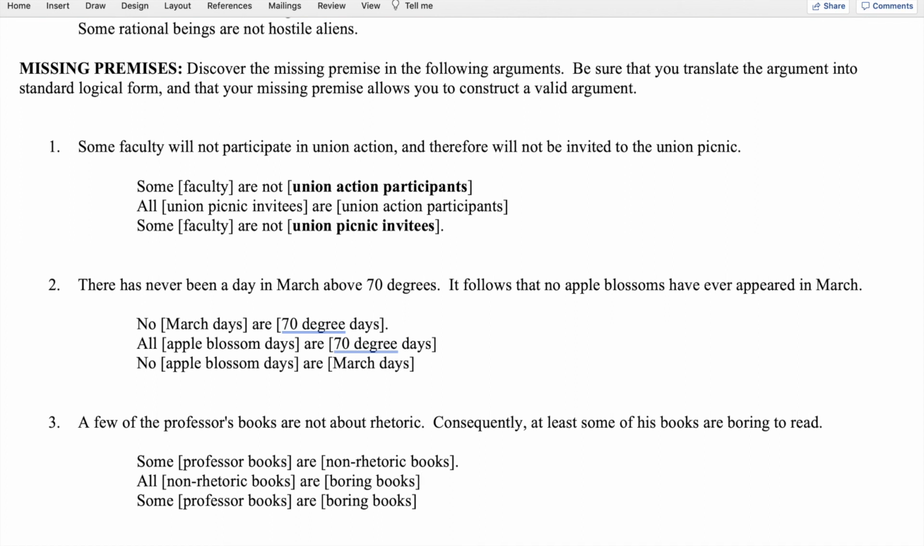So that's a review of exercise 17, some more syllogisms and a few introductory examples of generating missing premises. Exercise 18 will be all on missing premises. And if you have any questions on either applying the rules of inference to syllogisms or using the rules of inference to generate a missing premise and translating from natural language arguments into standard logical form, please post your questions to the discussion board.